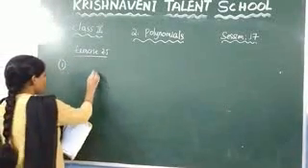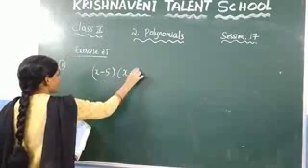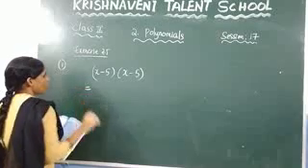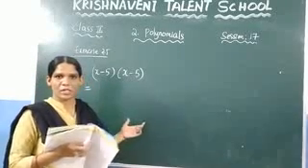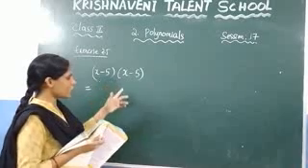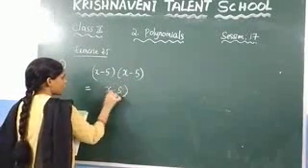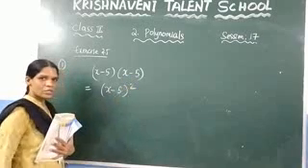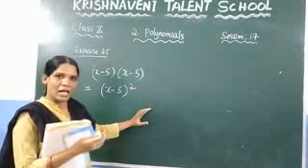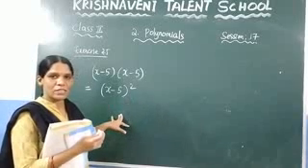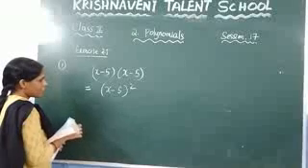The second problem is (x − 5)(x − 5). You need to solve this one. Let us see which identity it is in the form of. Clearly, since x − 5 is there 2 times, you can write this one as (x − 5) whole square. So it is in the form of (a − b) whole square. You know the identity of (a − b)², which is nothing but a² − 2ab + b². So write it here.